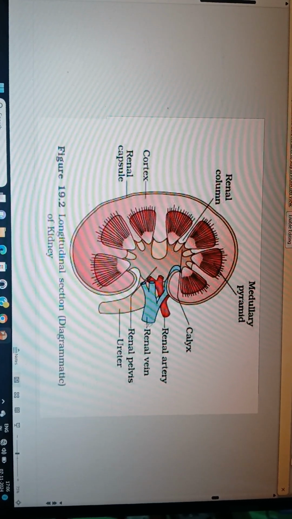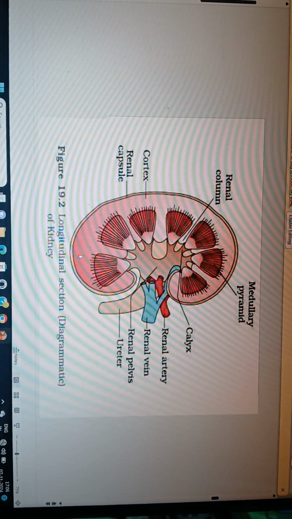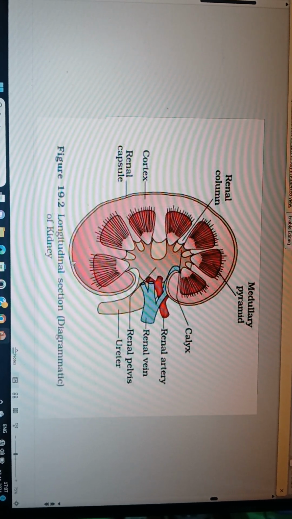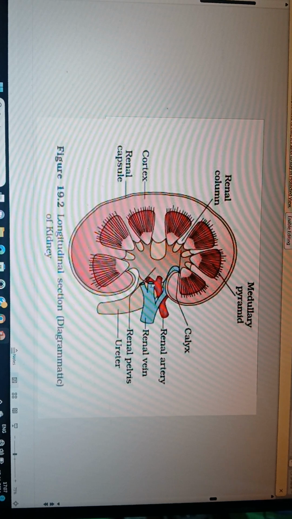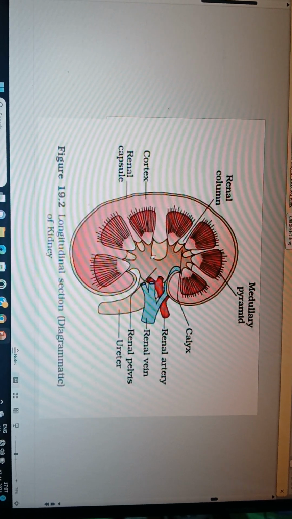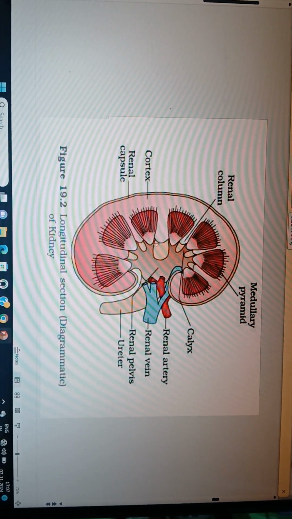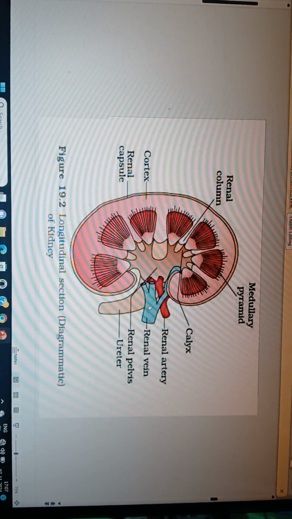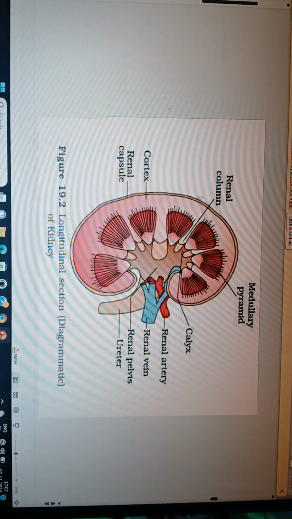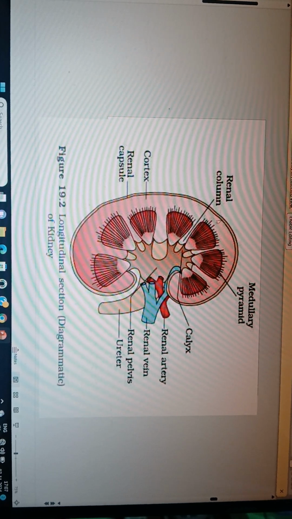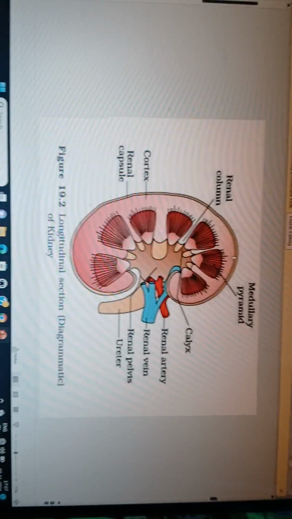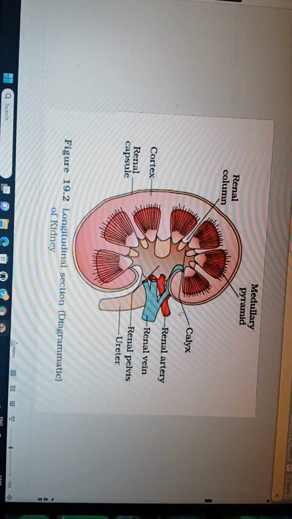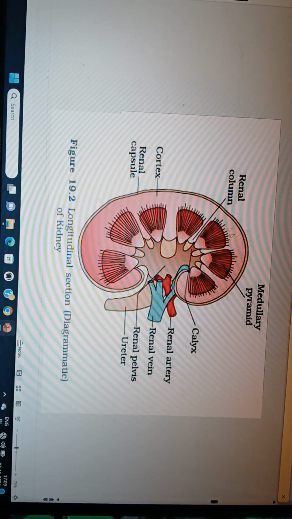Students, you have to know the length of the kidney and the weight of the kidney. The length of the kidney is 10 to 12 centimeter and the width of the kidney is 5 to 7 centimeter, and the kidney is covered with a tough capsule known as the renal capsule.